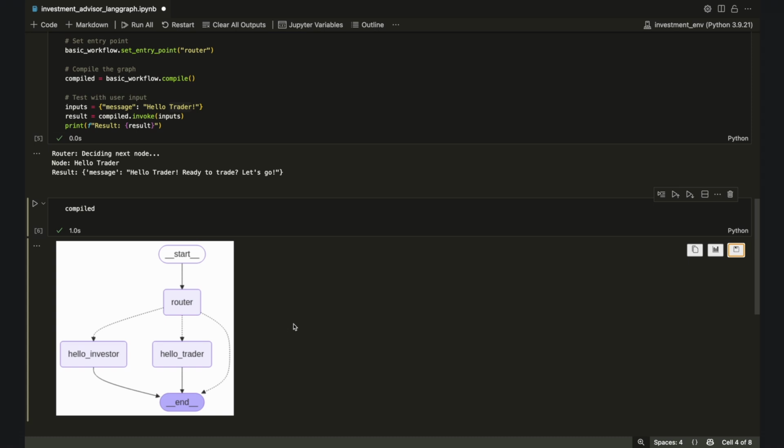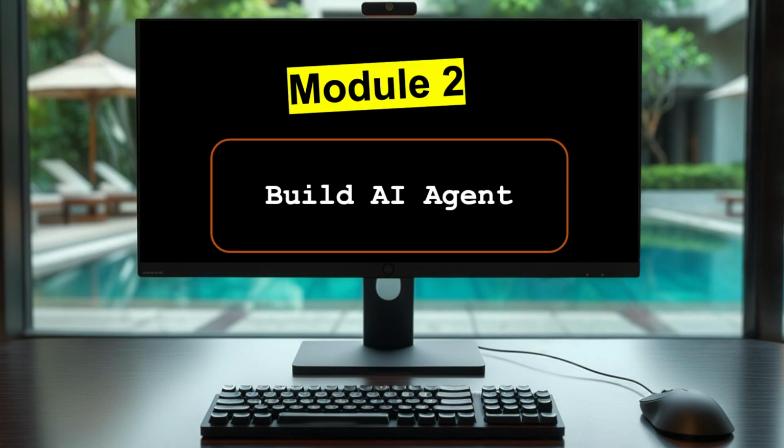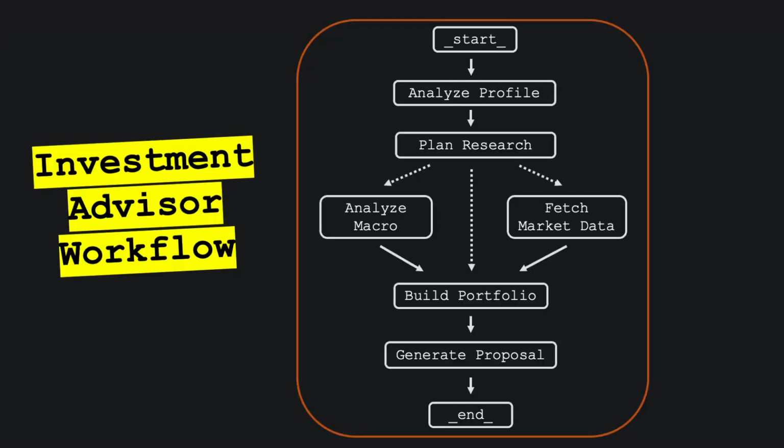All right, so now that we've covered the basics of LangGraph, we can shift into building something more powerful. We'll build the AI agent investment advisor to be a system that doesn't just respond, but understands the user's goals, adapts to market and macroeconomic contexts, and builds a personalized investment strategy. Let's take a quick look at how the workflow is structured.